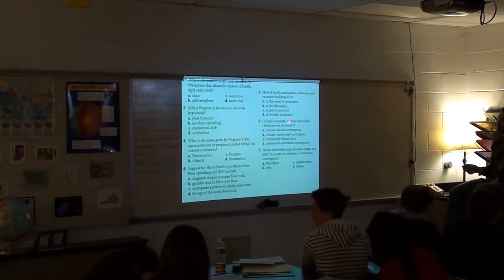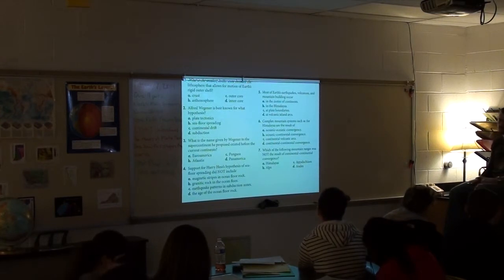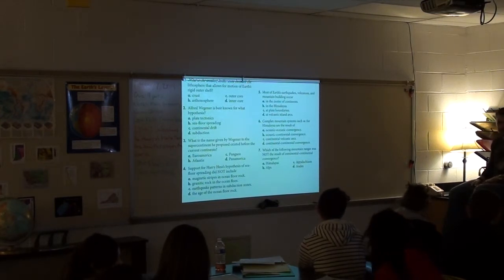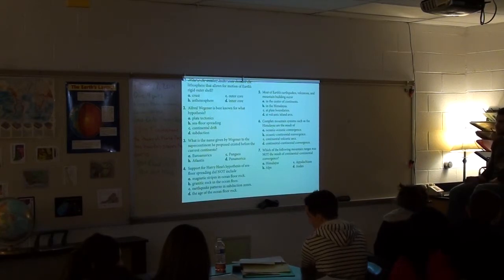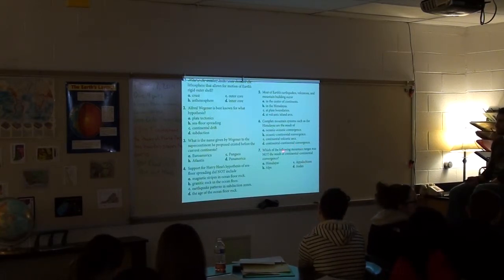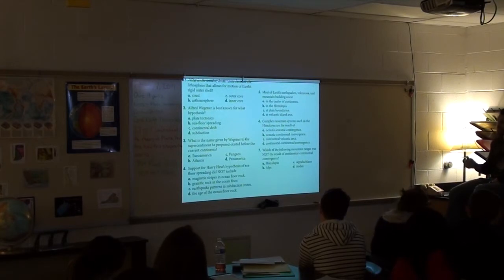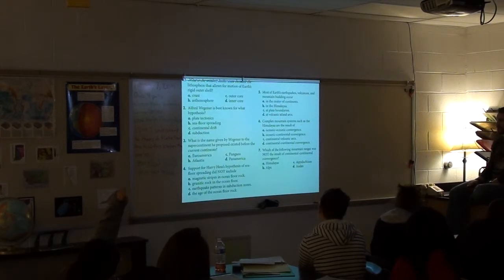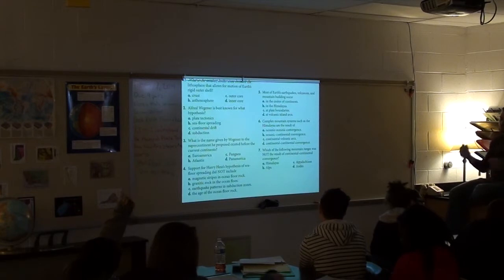Okay. Complex mountain systems such as the Himalayas are a result of what? Continental... Yeah, good job. Continent to continent. Which of the following mountain ranges was not the result of typical continent-to-continent convergence? The Andes. Yeah, the Andes. The Alps, the Himalayas, and the Appalachians are all folded.